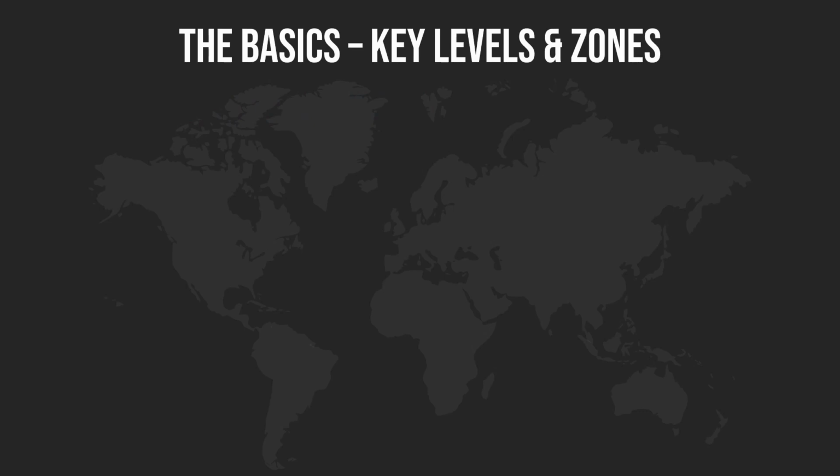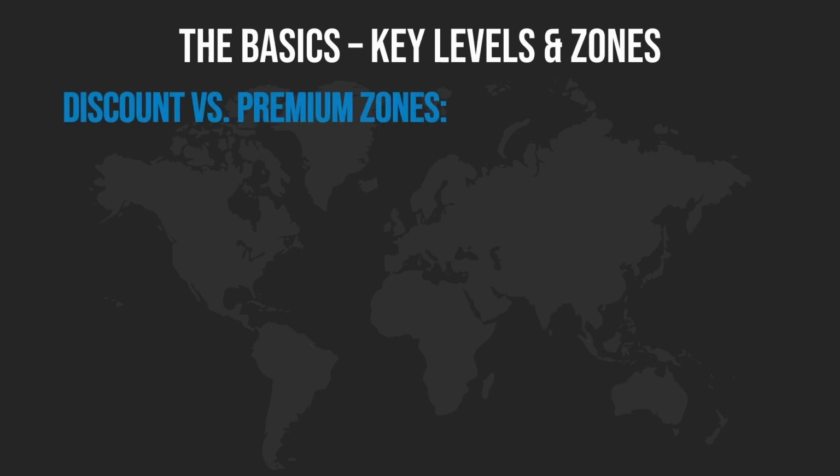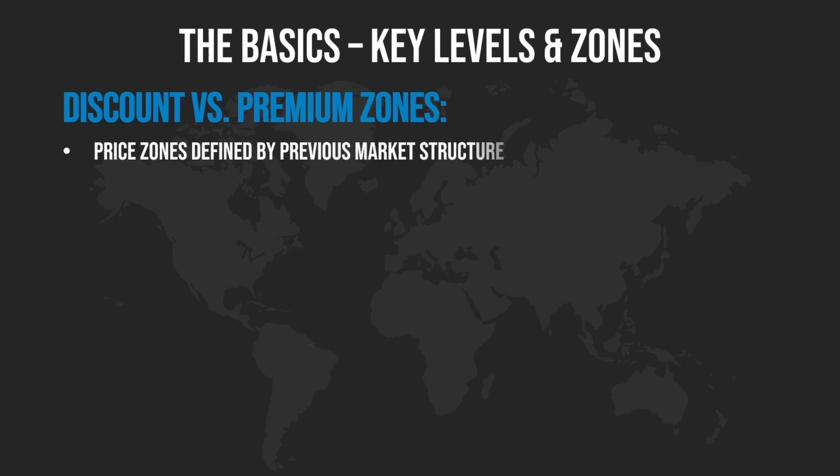There's some basics that you guys need to know. There's some key levels and zones that we're going to start to draw out on our charts. The first are discount and premium zones. Price zones that are defined by previous market structure. Now, all we're doing is finding a range, finding the center point of that range, and then breaking out two other levels from that center point to understand where we want to buy and sell.